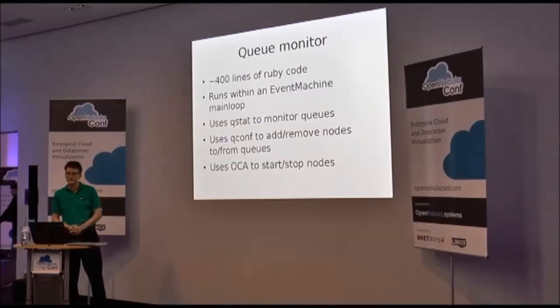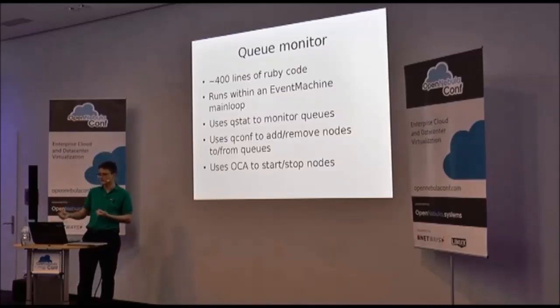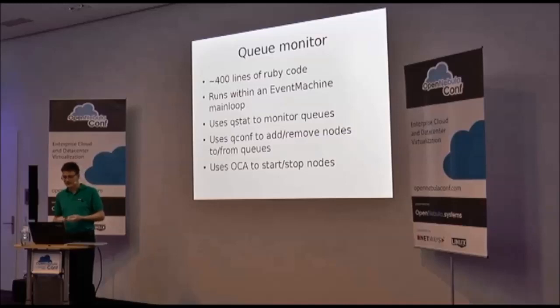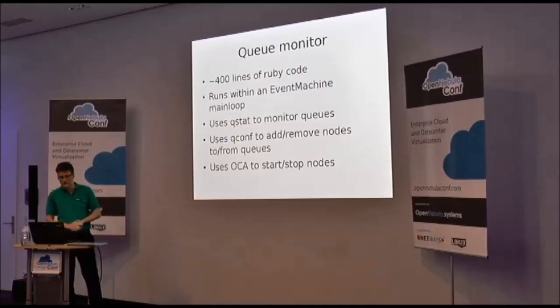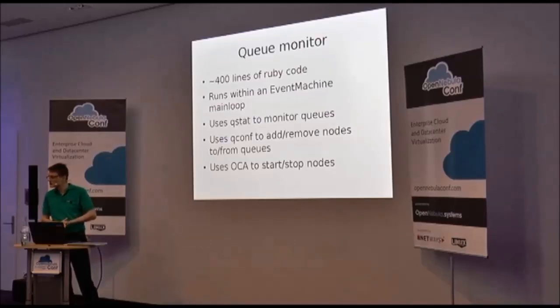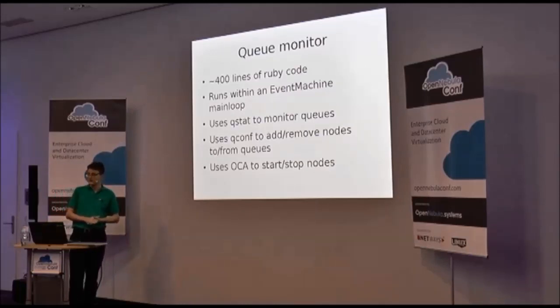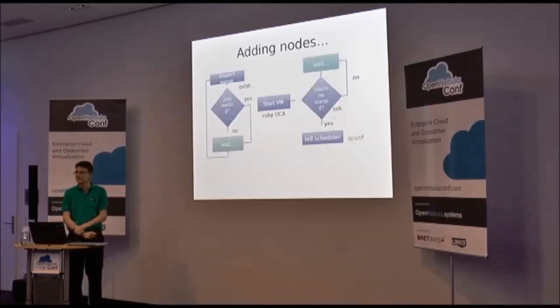I don't know if you've ever heard of EventMachine. It's some sort of the reactor pattern. It allows you to have multiple processes within one program, and they all get handled in turn. Actually, all within one thread, unless you explicitly specify that you need another thread. I frequently poll the job queues to see if there are any jobs waiting. If there are many jobs waiting, then I use the OCA to start a node or to stop a node. And then I use qconf, which is a configuration tool that comes with Sun Grid Engine, to remove or add a node. And I've written it down in a small workflow.